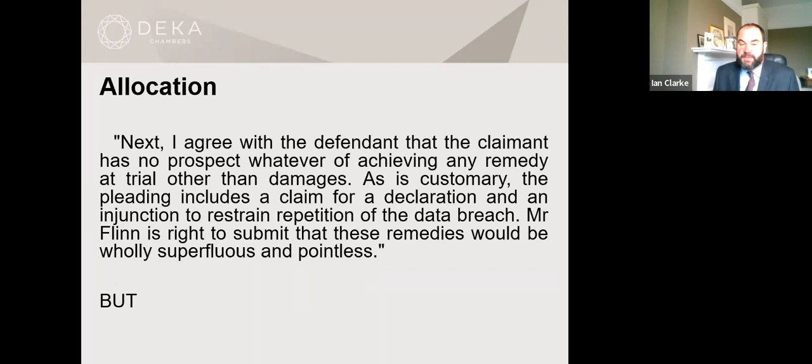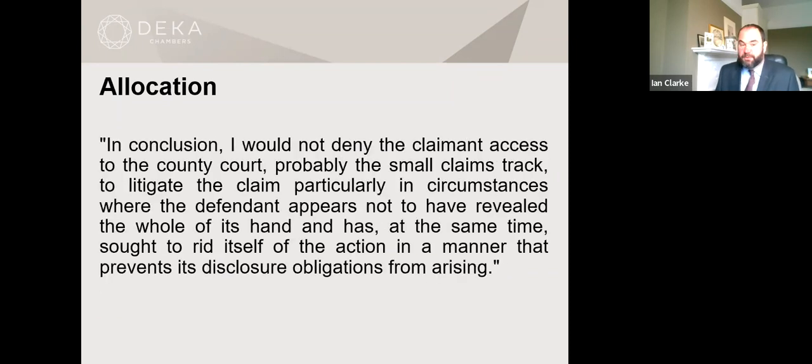Next, I agree with the defendant that the claimant has no prospect whatsoever of achieving any remedy at trial other than damages. As is customary, the pleading includes a claim for a declaration and an injunction to restrain repetition of the data breach. Mr. Finn is right to submit that these remedies will be wholly superfluous and pointless. So what does the court do? Useful to point this out to claimants. In conclusion, I will not deny the claimant access to the county court, probably with a small claims track, to litigate the claim, particularly in circumstances where the defendant appears not to have played the whole of its hand and has, at the same time, sought to rid itself of the action in a manner that prevents its disclosure obligations from arising.